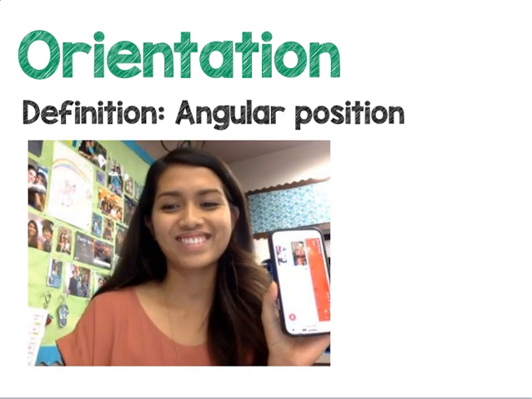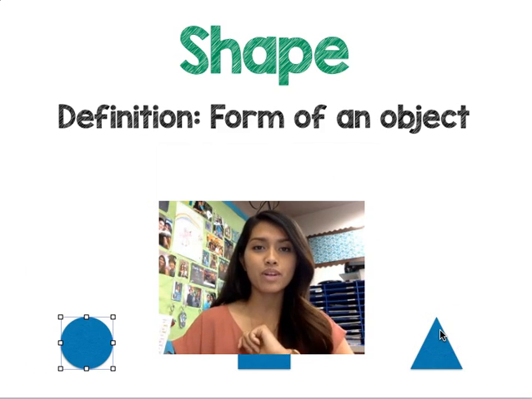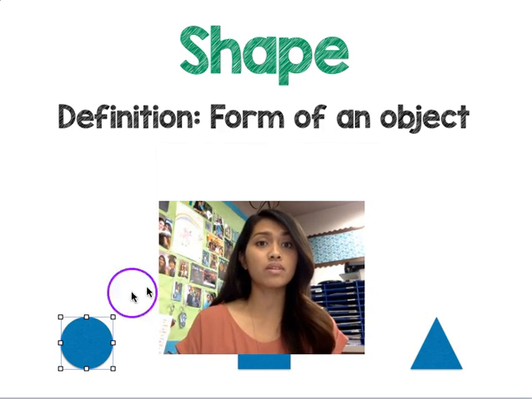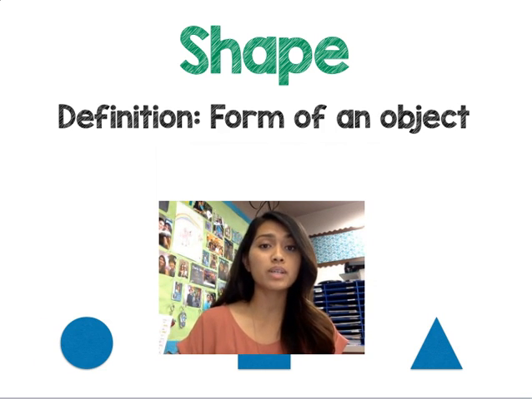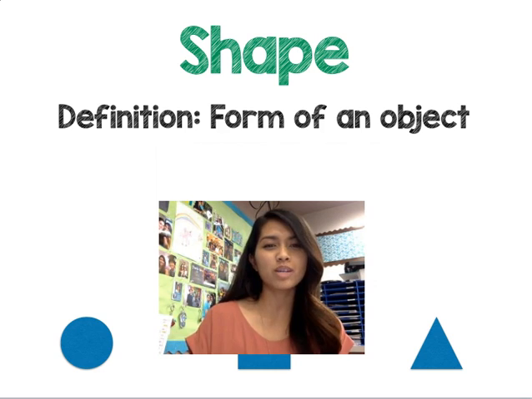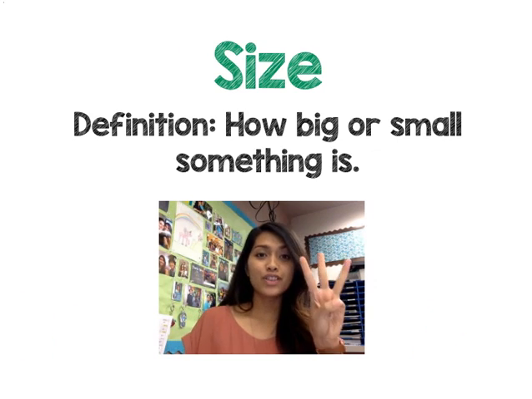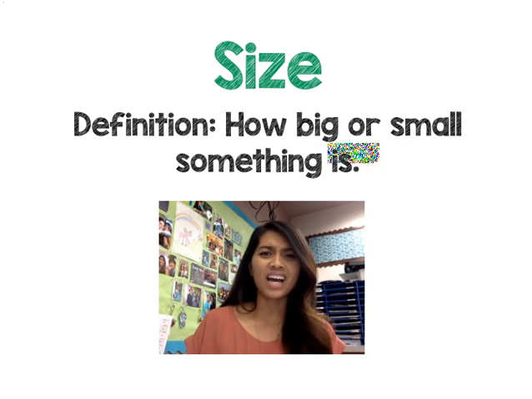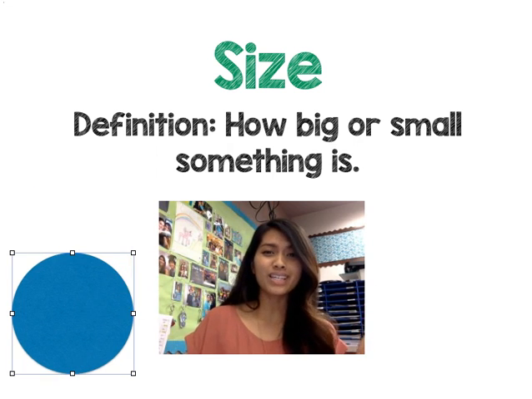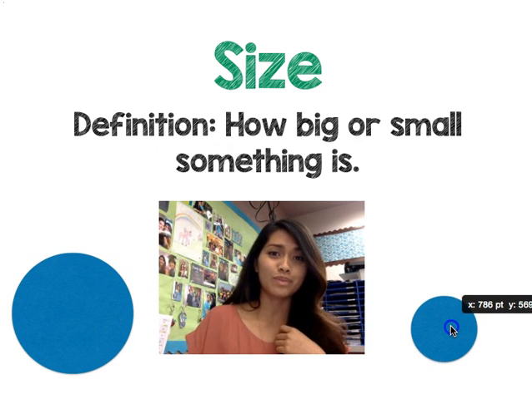That's it. The second background knowledge we're going to go over is shapes. So most of you know what shapes are. It's basically the form of an object. Some common shapes would be circles, squares, and triangles. The third thing we're going to go over is size. What is size? Size basically describes how big something is or how small something is.